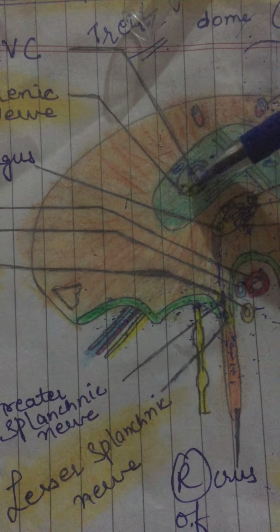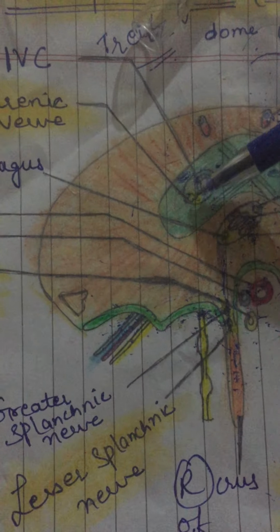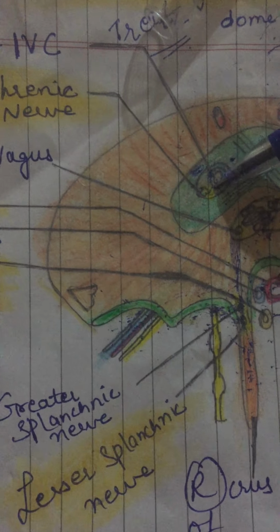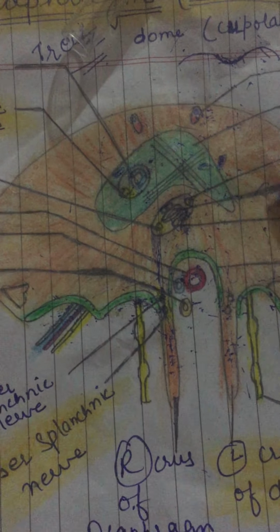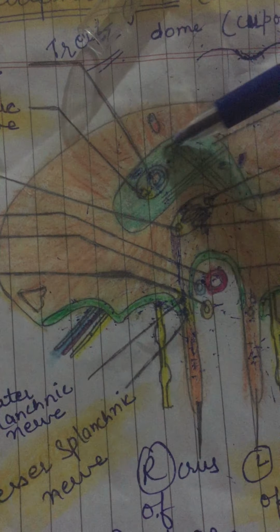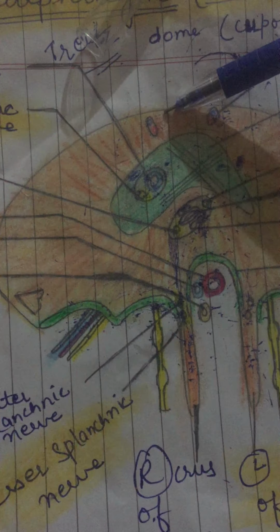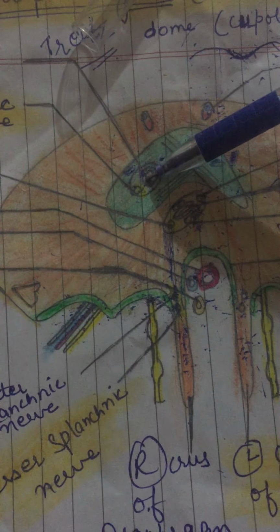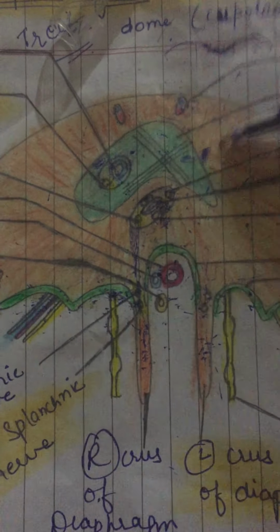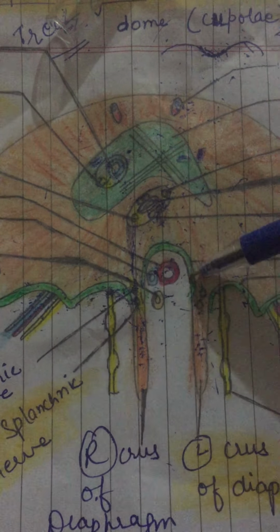So other structures passing through this vena caval opening are the vena cava, right phrenic nerve, and some lymphatics, right? So what is the effect of contraction on the diaphragm? When the diaphragm contracts in inspiration, the vena caval opening dilates, and so the blood enters the right atrium, right? So this is important, the effect of contraction on all these openings.